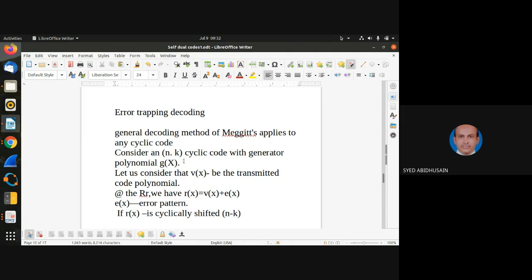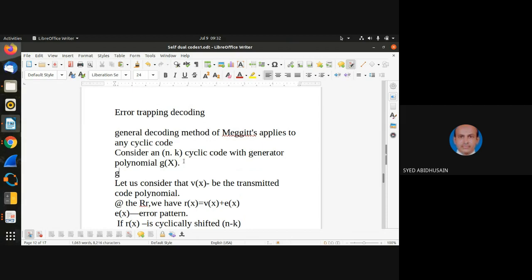You can take it here as, for example, g of x as one most popular polynomial, which is 1 plus x to the power 3. So then let us consider that v of x be the transmitted code polynomial.